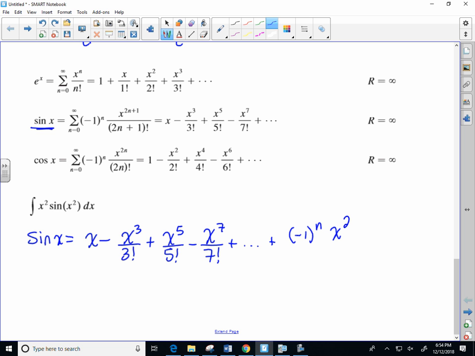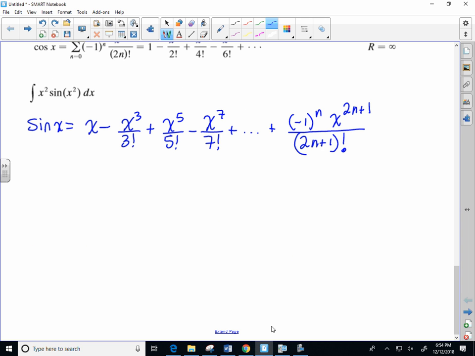And then I'll end up with the actual relationship, which is -1 to the nth times x to the 2n plus 1 over 2n plus 1 factorial. All right, so that's just rewriting the Taylor series for sine of x. What I need though is x squared times sine of x squared. So not the same thing. But one of our rules tells us that we can just substitute into the sine of x. So instead of x, make it the sine of x squared.